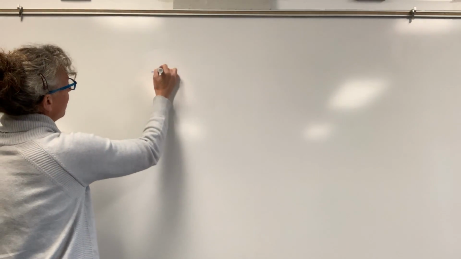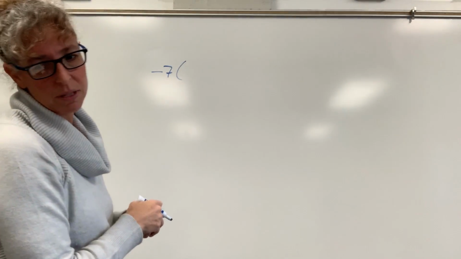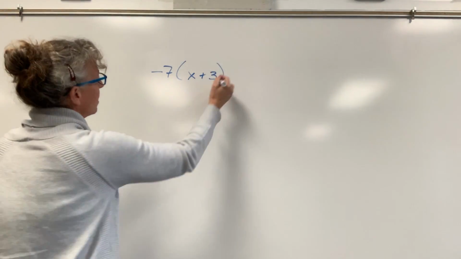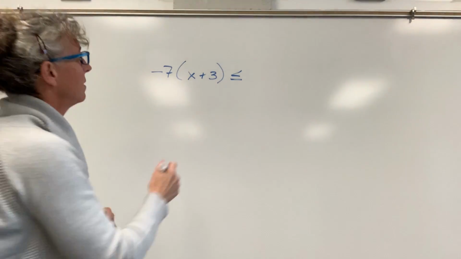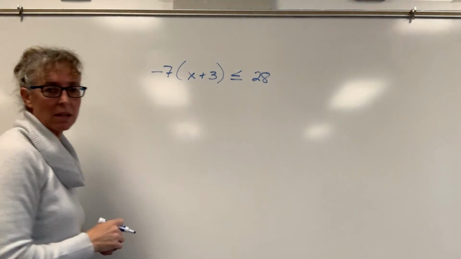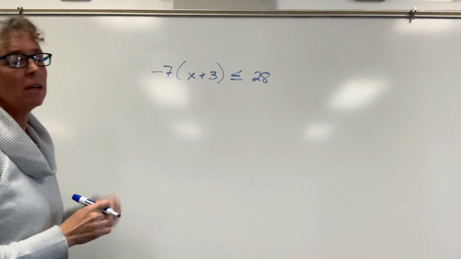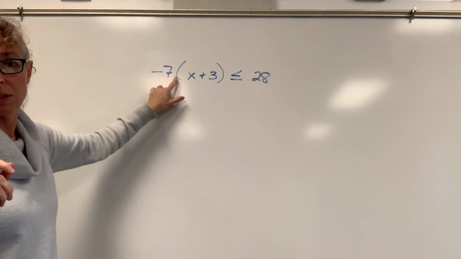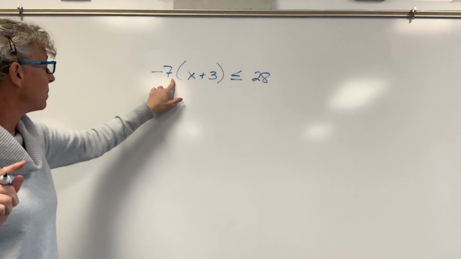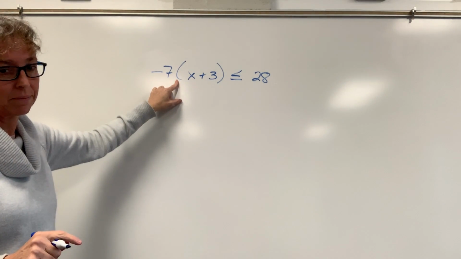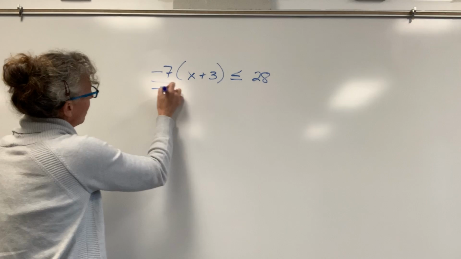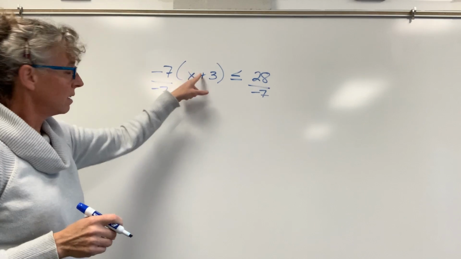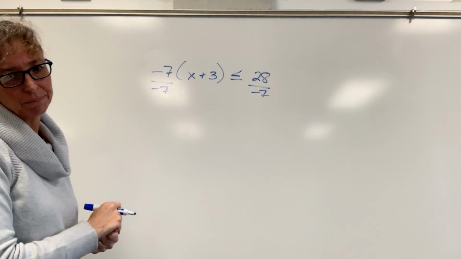So I've got a -7, and I have a times x plus 3, and it's less than or equal to 28. Okay, this one's a little bit more tricky because it has the parentheses, but don't be scared. We can do it. We know how to do this. It's no problem. When there's parentheses, that means it's multiplying, right? So we're going to do the opposite of multiply, which is what? Which is divide. Okay, so we're going to divide that thing by -7, because the opposite of multiply is divide, so we're going to divide by -7.